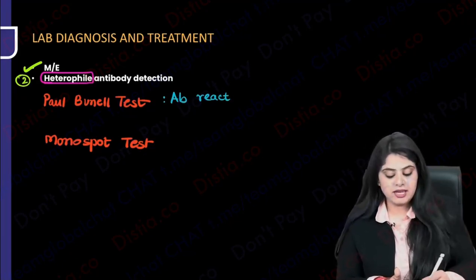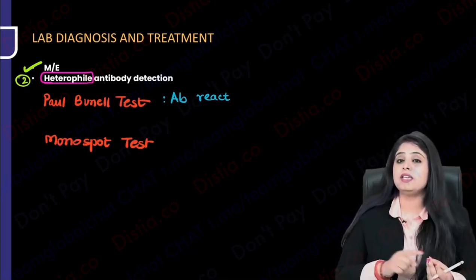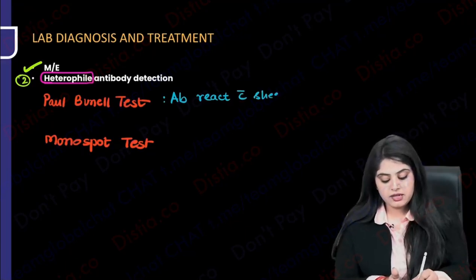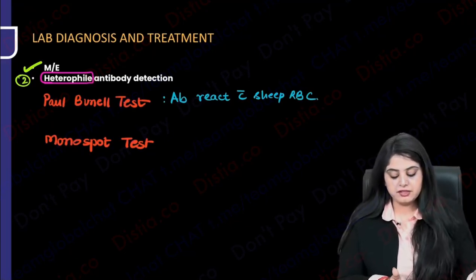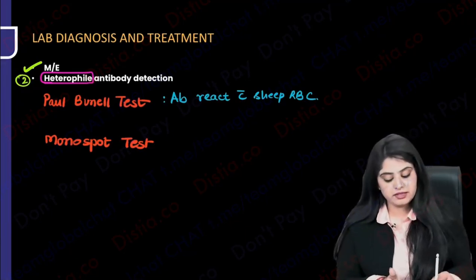Antibodies have come from whom? Antibodies have come from patient. I have taken blood sample from patient. After taking the blood sample from patient, I am making it react with some other species only. They are going to react with sheep red blood cells. So if that hetero, different species ka reaction is occurring, that is Paul Bunnell test.